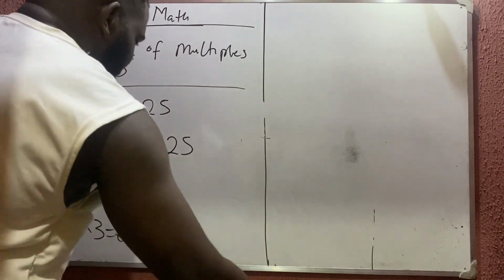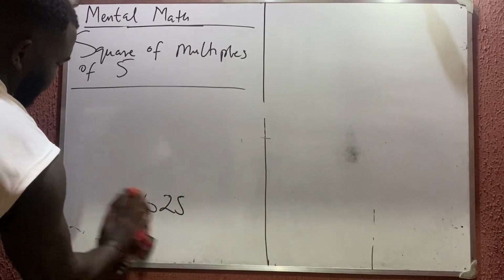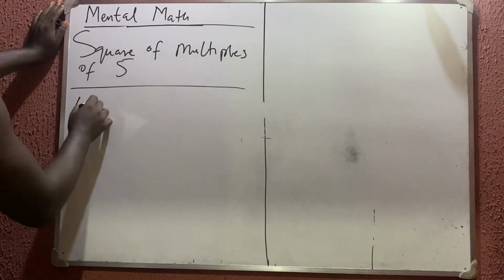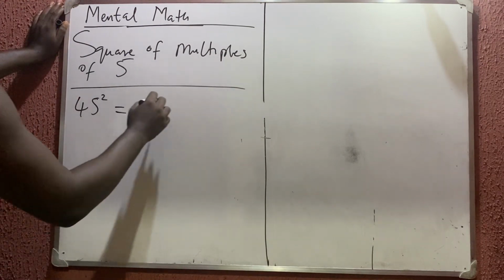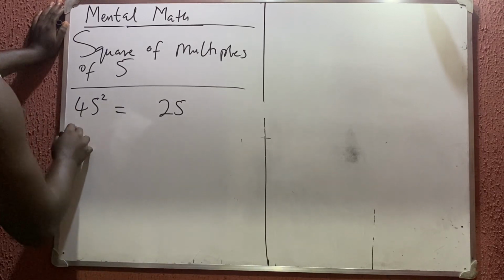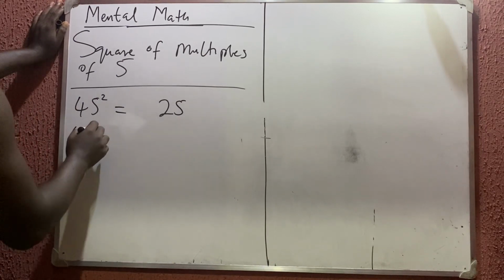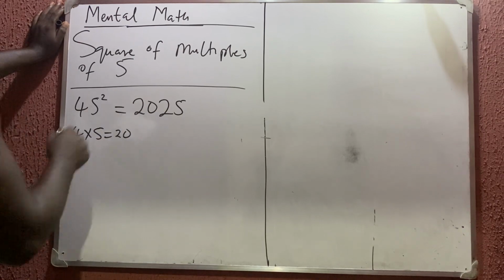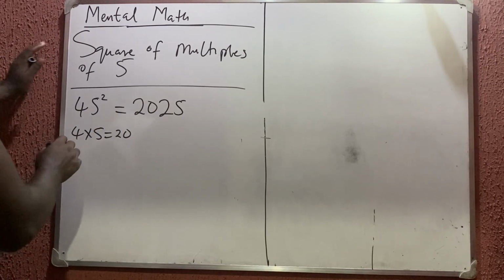All right? So that is very simple. That is how to get the square of a number. So if I say 45 squared, it's very simple. You write 25 at the back. You now say 4 times the next number after 4, which is 5. 4 times 5 is 20. So you put that 20 here. The answer is 2025. Very simple.